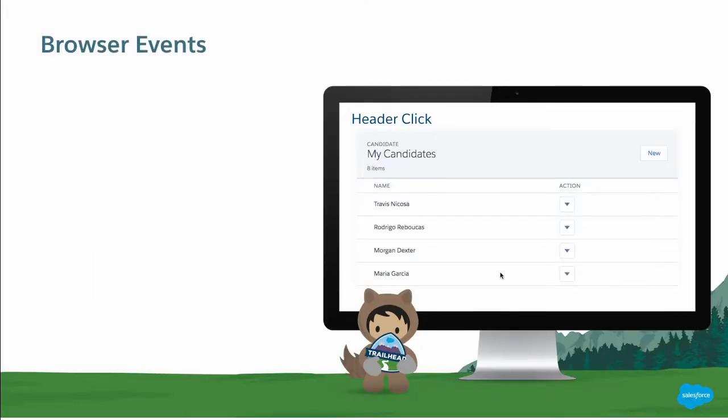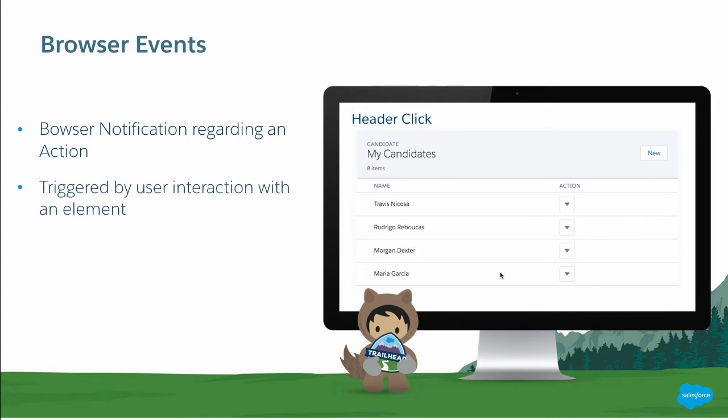Because I really want to talk about the first of those 5 types of Lightning events that we touched on in the beginning, which are browser events. Browser events are not particular to the Lightning framework, as you may know. Every web technology or web stack has that. They are browser notifications regarding an action, and they're triggered by user interaction with an element in your components, usually an HTML tag.